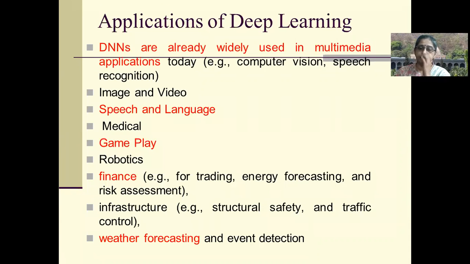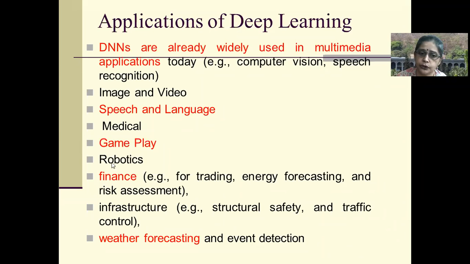So there are various applications where we can make use of deep learning techniques. DNNs are widely used in multimedia applications like computer vision, speech recognition. It is used for many applications for image and video analysis. It is also useful for speech recognition and natural language processing applications. It is also useful in medical domain for detecting abnormalities in MRI images or ultrasound images or X-ray images.